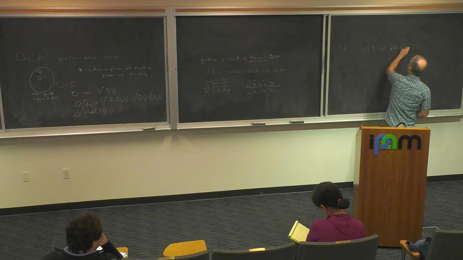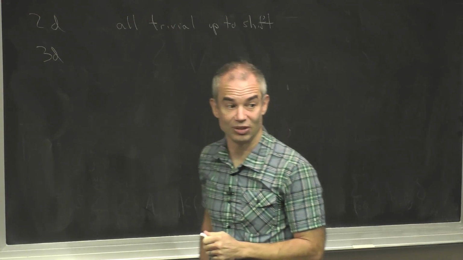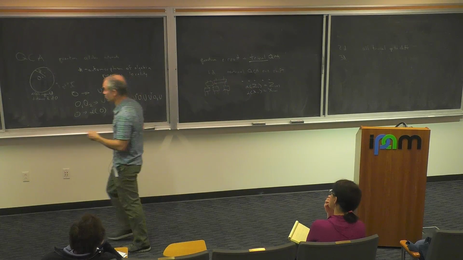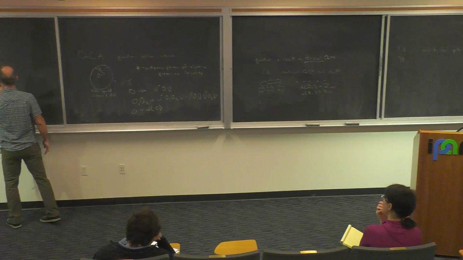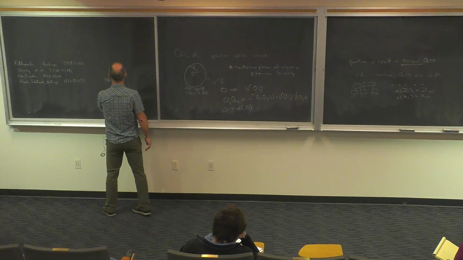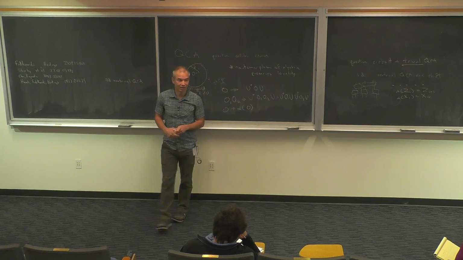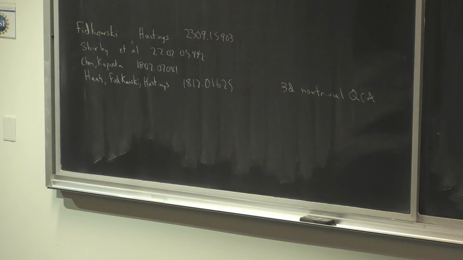Then in 3D, it turns out that there is a non-trivial QCA. In fact, there are several. The first non-trivial QCA, which is not just a shift, is from this paper, 3D non-trivial QCA. And a lot of what I want to talk about is why these things exist, since it's not just shifting the whole 3D system.